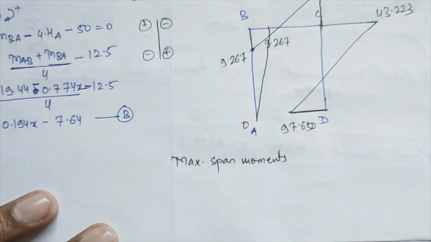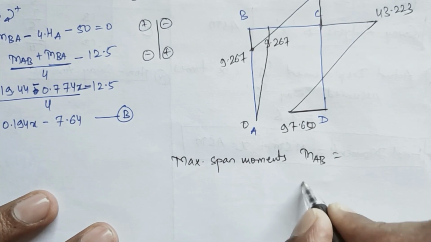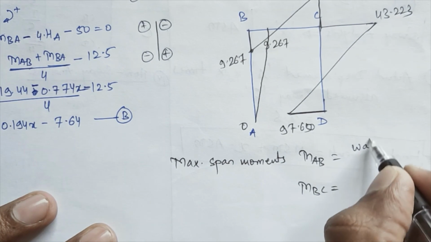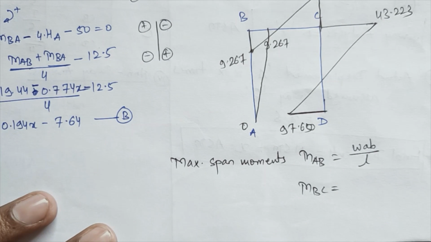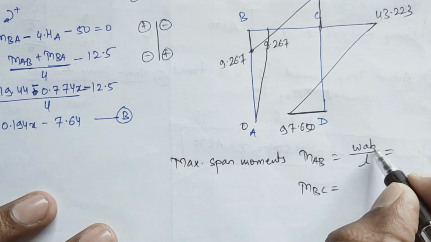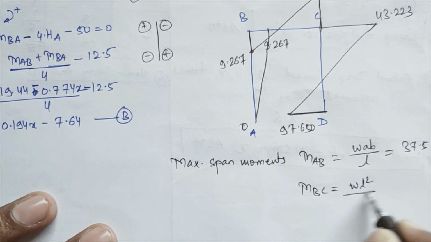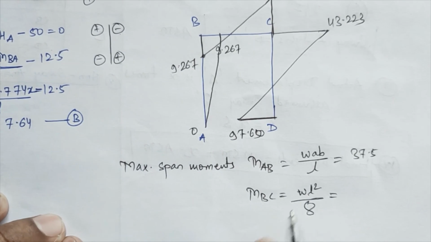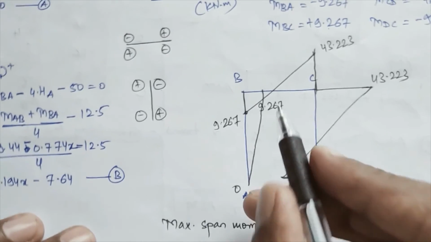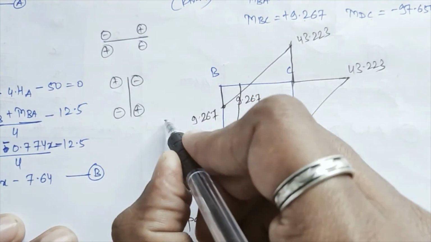Span moment in CD will remain 0 because there is no loading given. So span moment in first member I'll calculate as MAB, and in second member as MBC. In MAB point load is given to you, so that comes equal to WAB divided by L. If you calculate this, W is given as 3, A is 3, B will be 1, so this comes equal to 37.5, and for UDL this comes equal to WL square divided by 8, which is 7.812. Now at the point of point load, this comes 37.5 somewhere here.